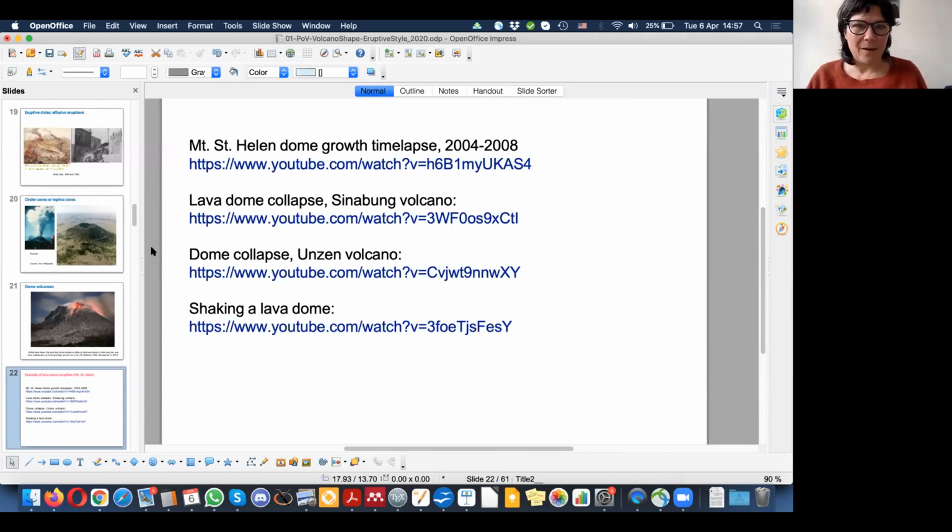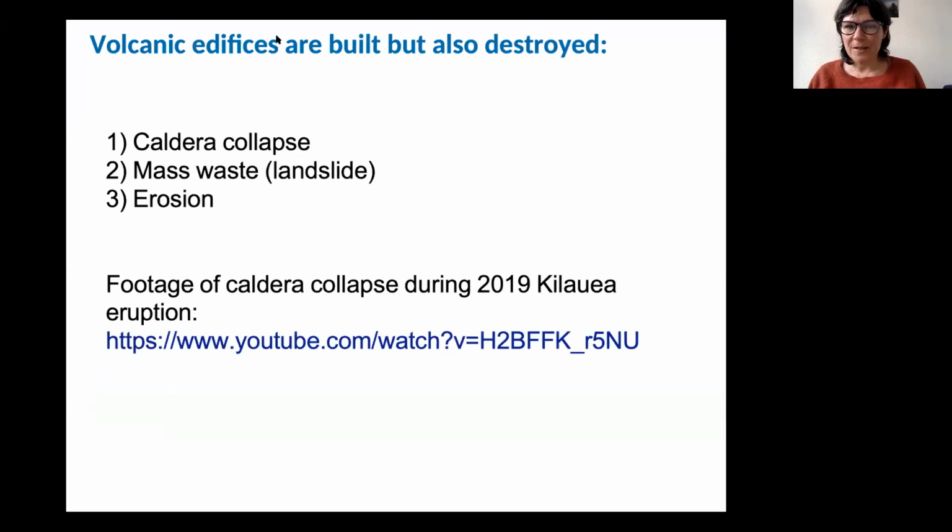So we saw many examples of volcanic edifices that are built, but there are also examples of volcanic edifices that are destroyed. For example, we can have caldera collapse. We will talk about the collapse, and we have mass waste, landslides, and we have erosion. So these are three processes that may flatten your edifice or remove some topography.